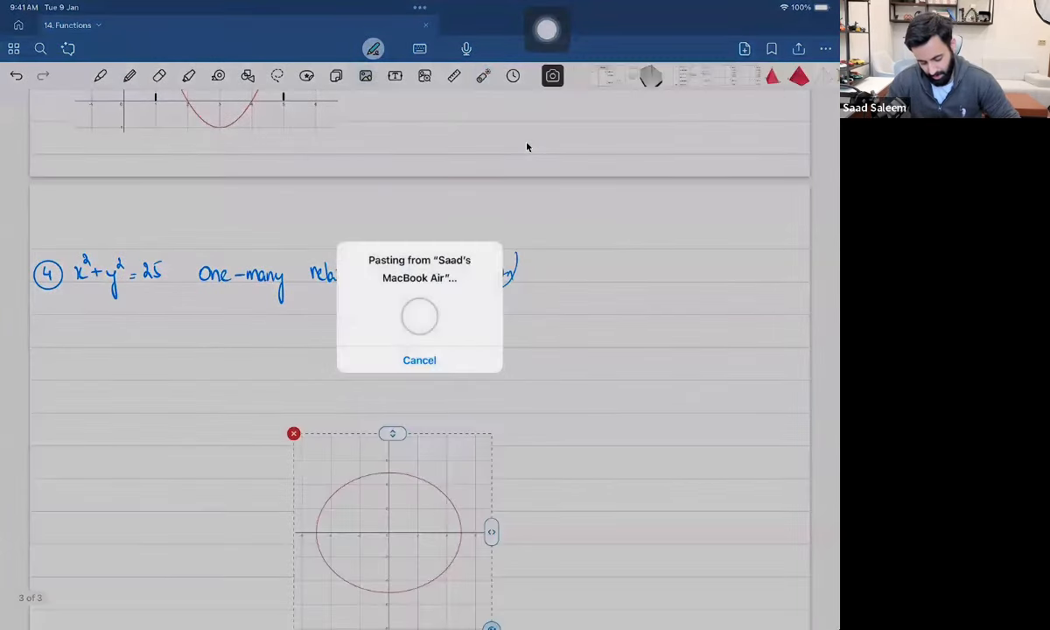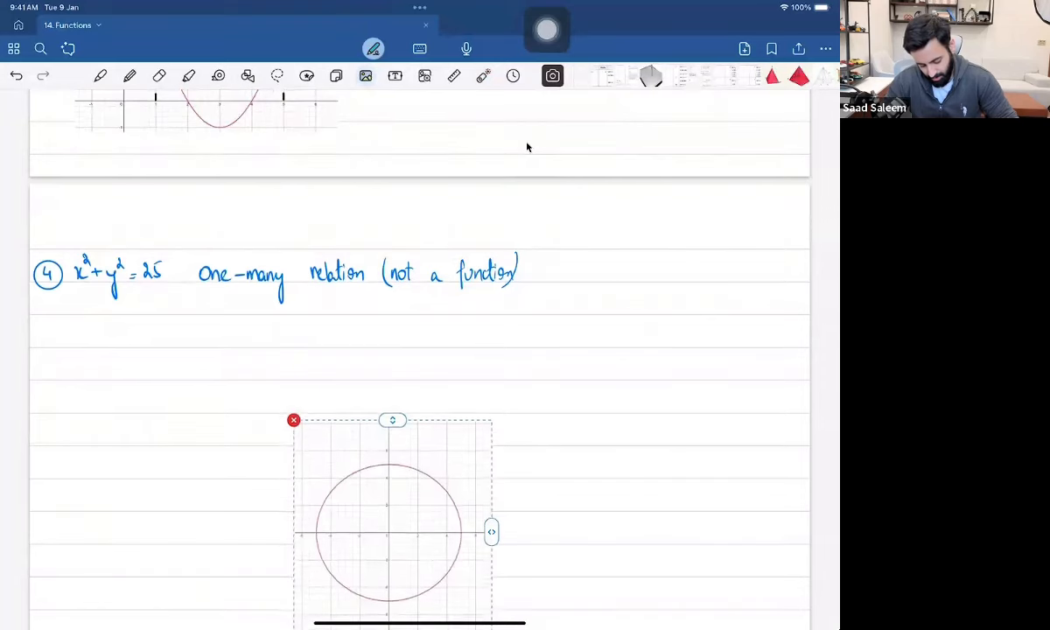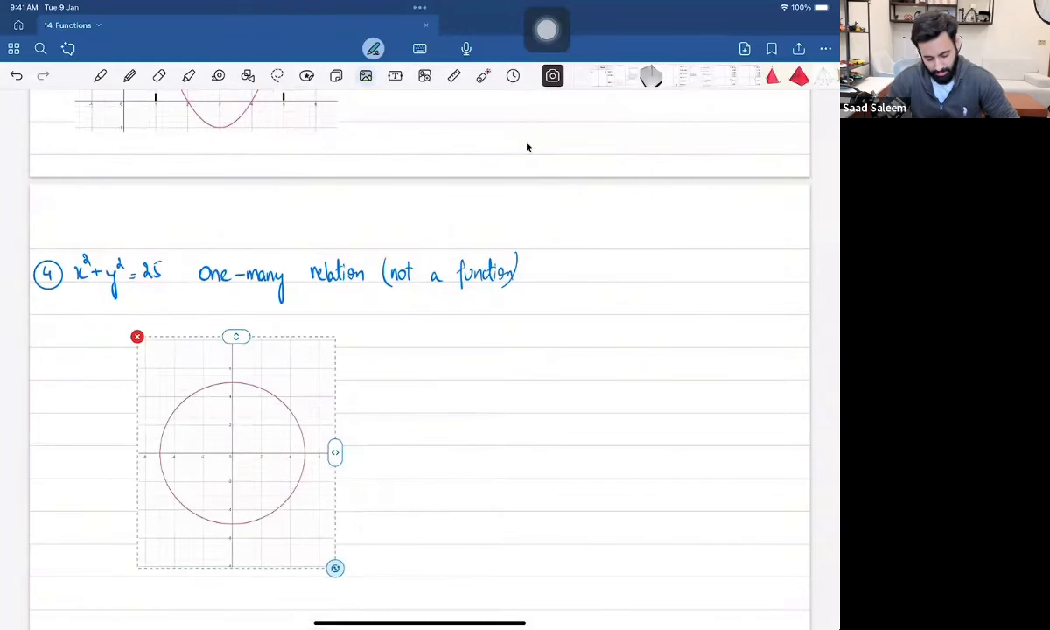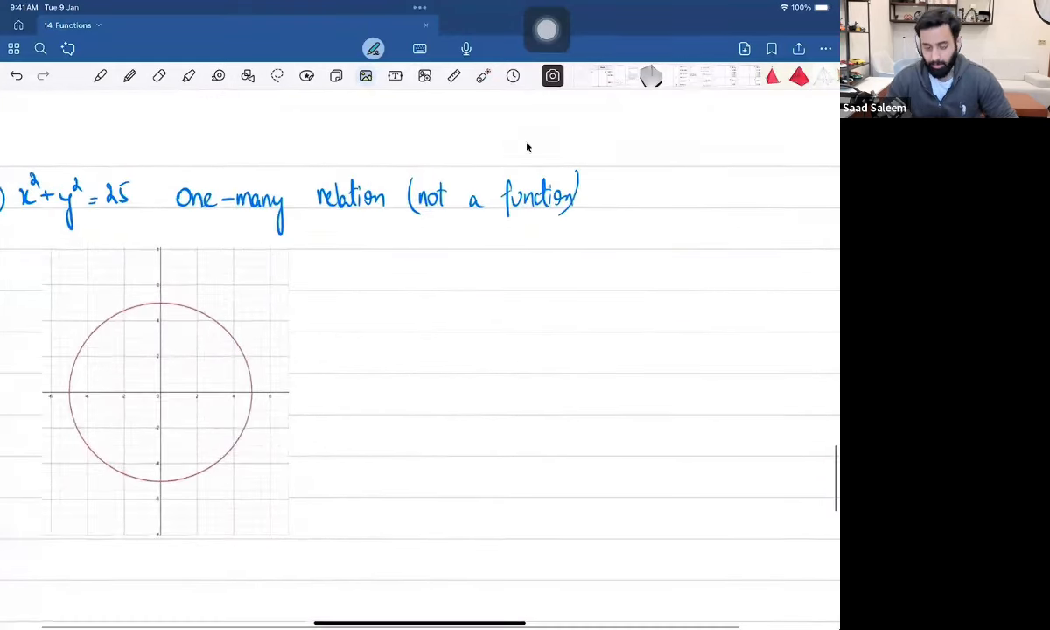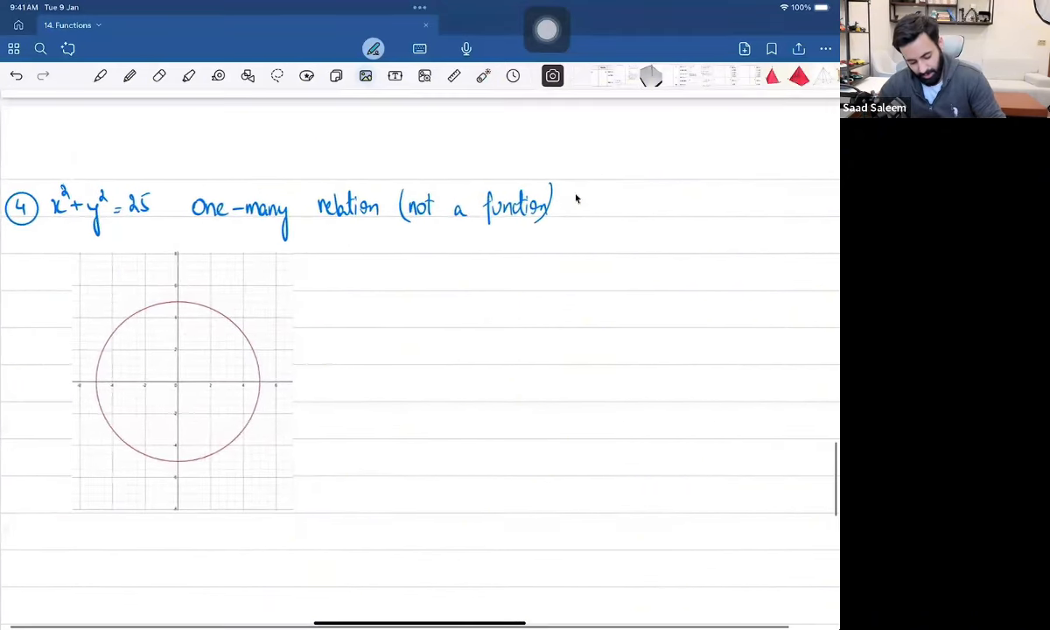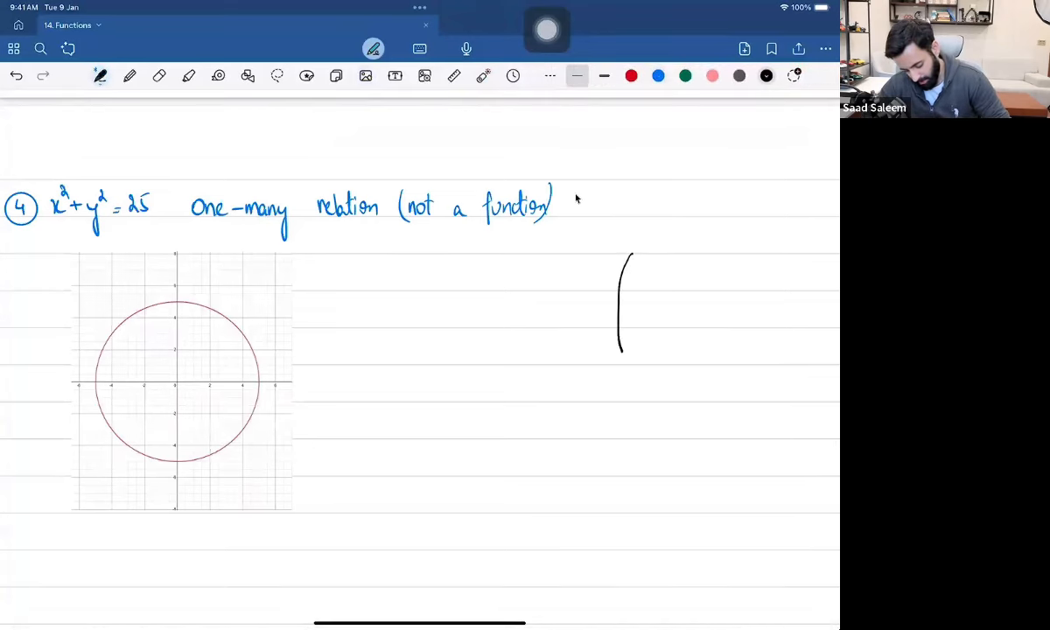So this is what the circle looks like. Now, why is this called a one-to-many relation? As we saw earlier, if we plug in one value, we get two different y values. For example, if I plug in 3, we can also see from the graph that we will get two different y values. Let's say I put x as 3, and this is y.